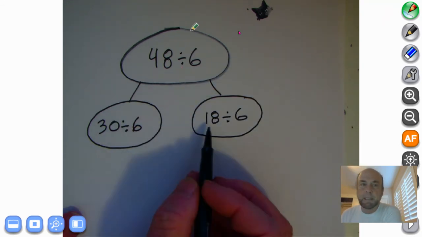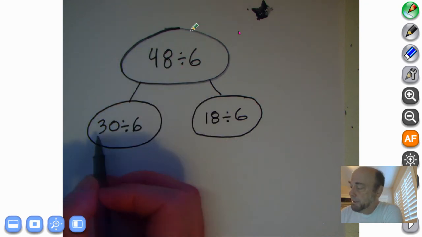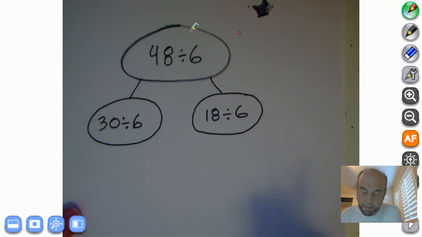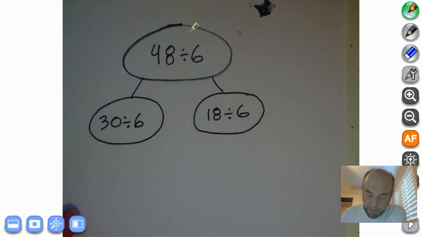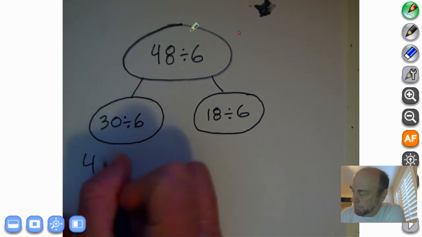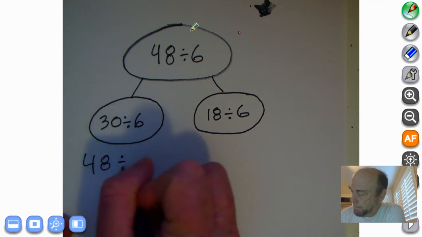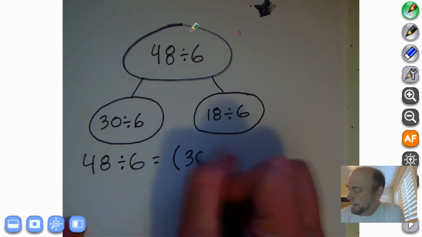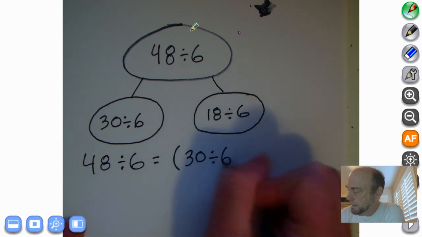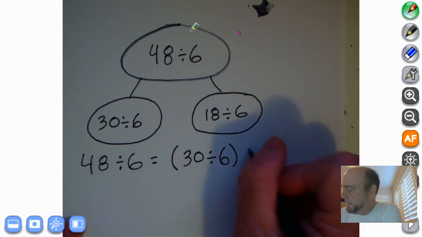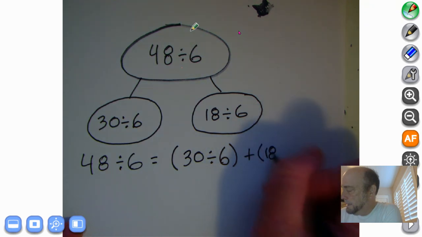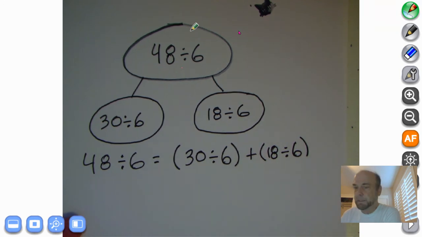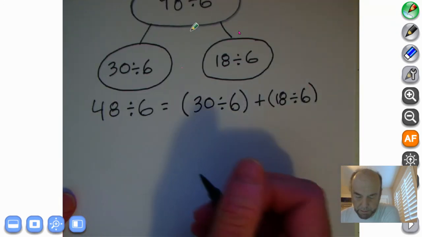Why do we do that? Because 30 plus 18 is 48. 0 plus 8 is 8. 3 tens plus 1 ten is 4 tens, 48. Now we're going to break this down further. We'll say 48 divided by 6 equals 30 divided by 6 plus 18 divided by 6. We're going to go left to right, as math told us.